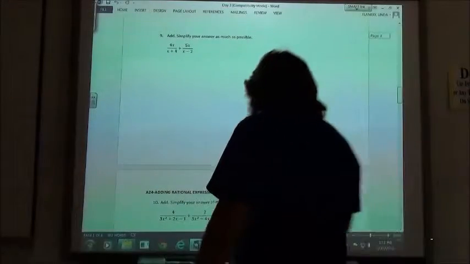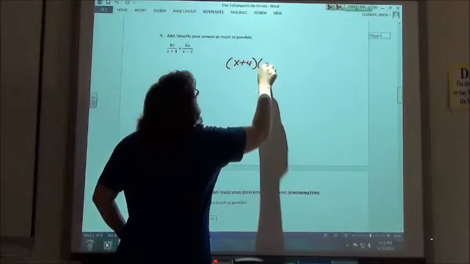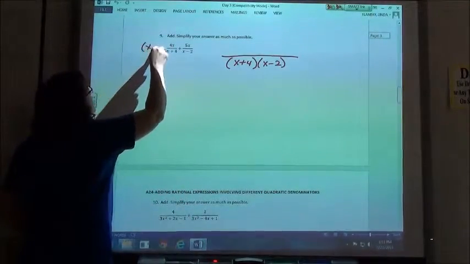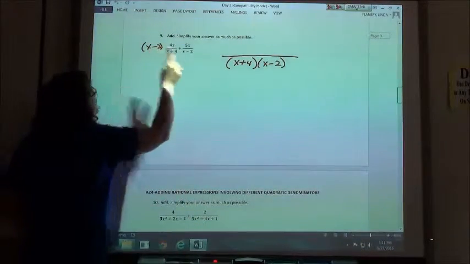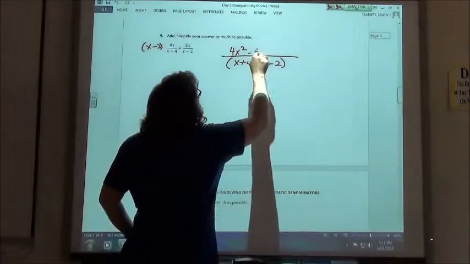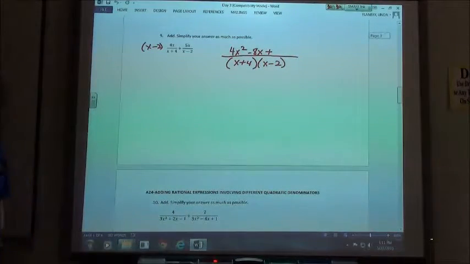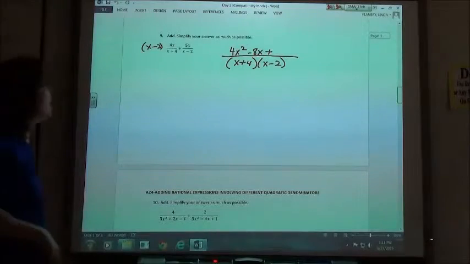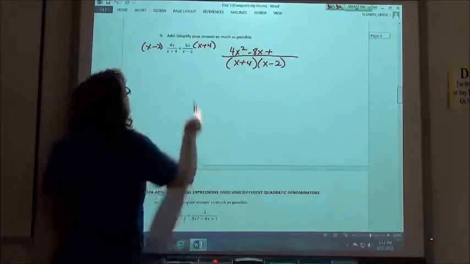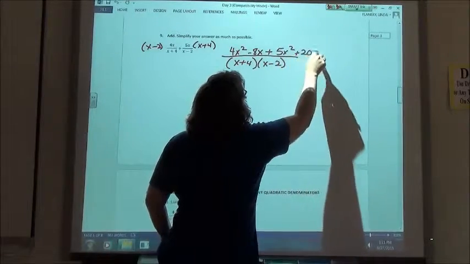Number 9 then, my common denominator on this one, I have to have both the x plus 4 and the x minus 2. So the first one I'm going to take times the x minus 2. So I'm going to get 4x squared minus 8x. This one has a plus, so I really don't need the parentheses. I could put them there, but the plus isn't going to change the signs. But I have to take this one times x plus 4 here. So I'm going to have a 5x squared plus a 20x.